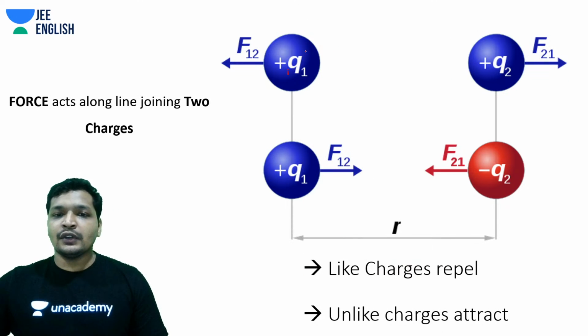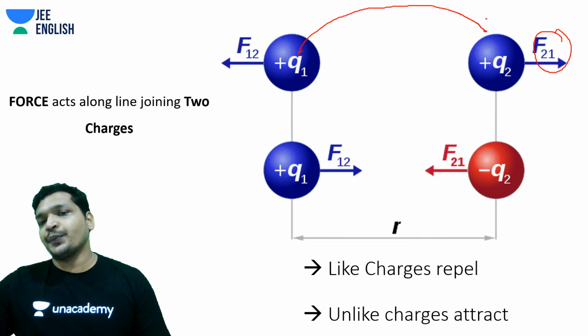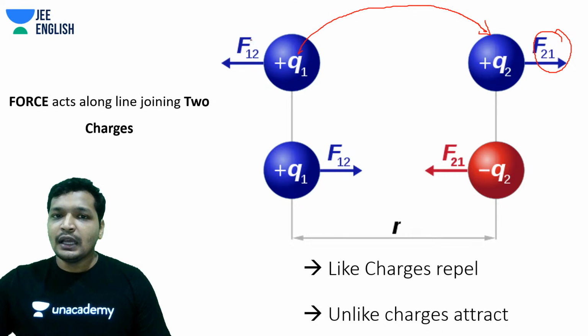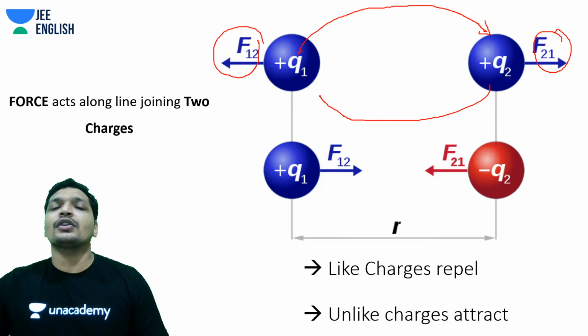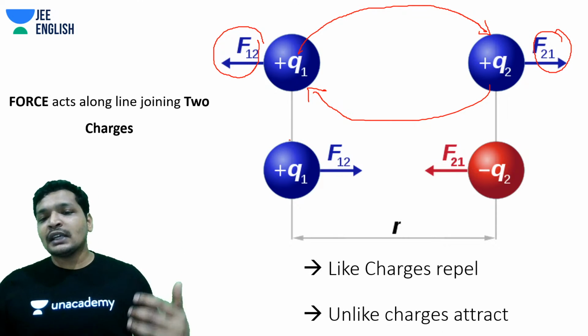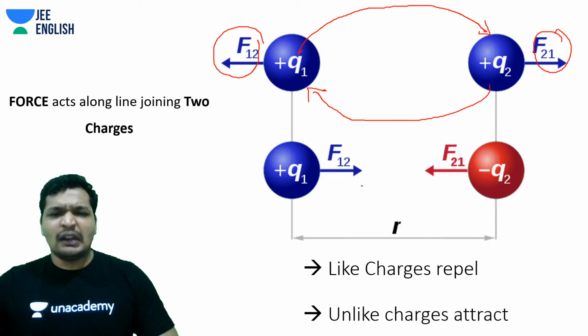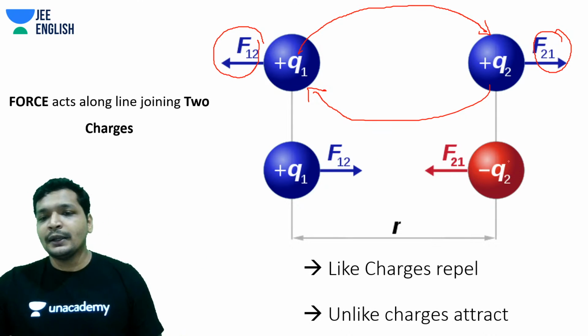Just to give you clarity, F21 is the force applied by Q1 on Q2. Similarly, F12 is the force applied by Q2 on Q1. Now, what about unlike charges? They would attract, and would the force direction be the same? No, opposite. Still opposite, right?